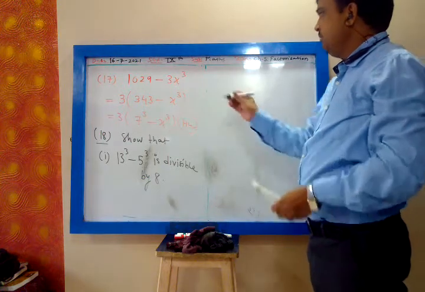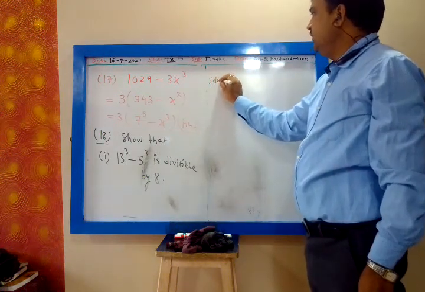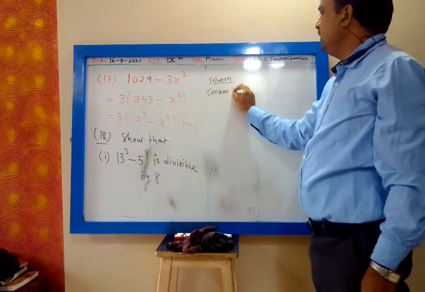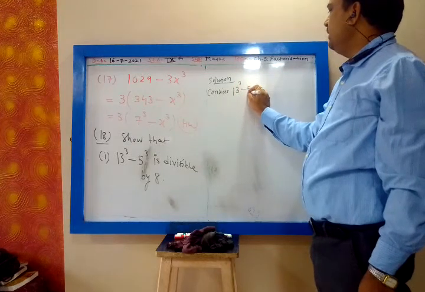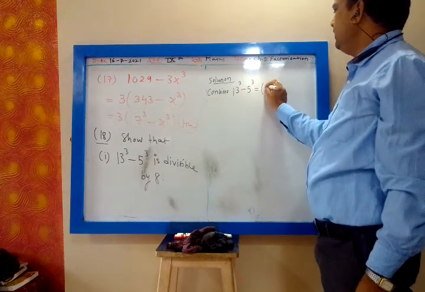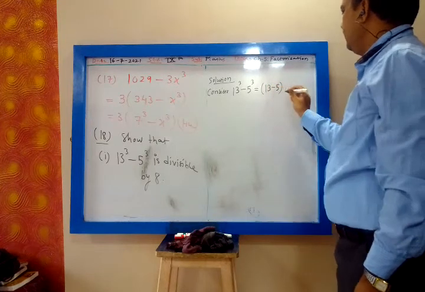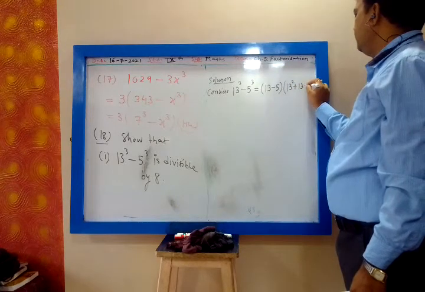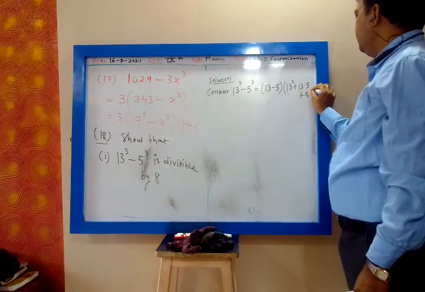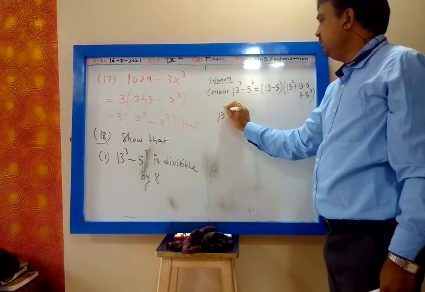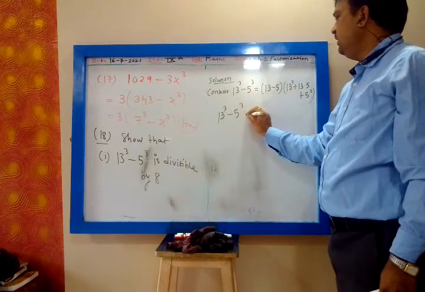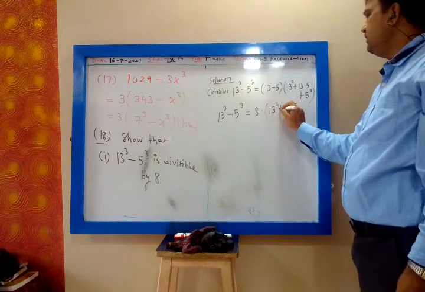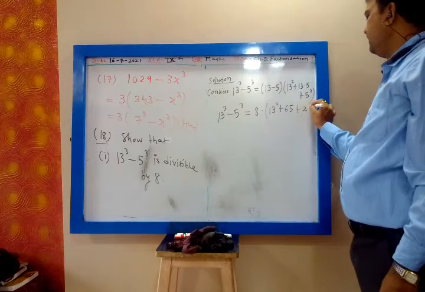So now we see, we consider 13 cube minus 5 cube. What is a cube minus b cube formula? a minus b into a square plus ab plus b square. So 13 cube minus 5 cube is 8 into 13 square plus 13 into 5 plus 5 square, that is 8 into 13 square plus 65 plus 25.